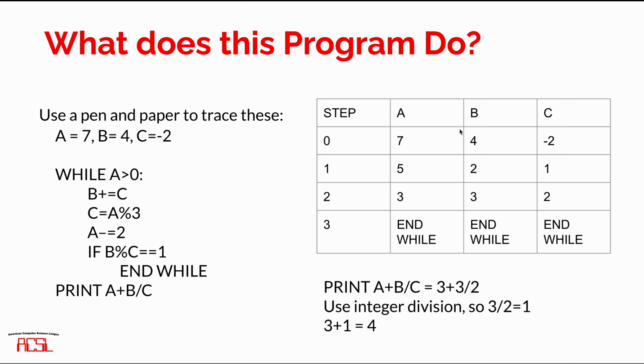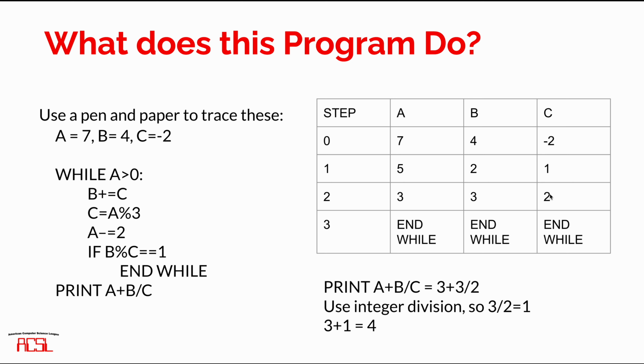So we're going to keep on going. B plus equals C, so 2 plus 1 becomes 3. C is equal to A mod 3. A in this case is 5, mod 3 is 2. So C is now equal to 2. Next, taking away 2 from A, so A minus equals 2, that's equal to 5 minus 2, which is 3. Now, if B mod C is equal to 1, 3 mod 2 is equal to 1, so that means the while loop is ending. So these are our final values for A, B, and C.